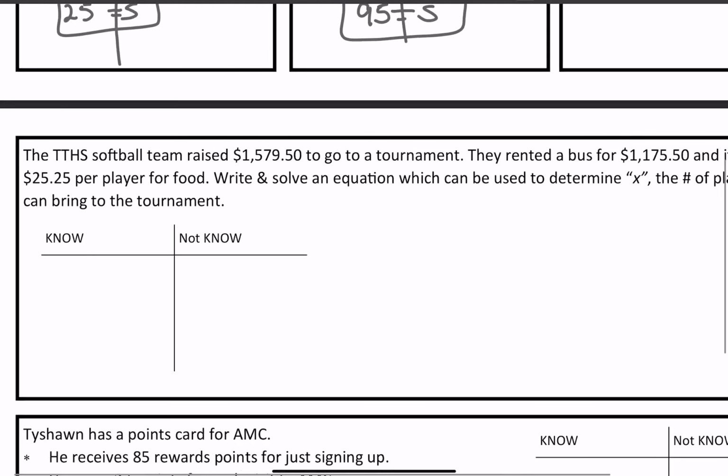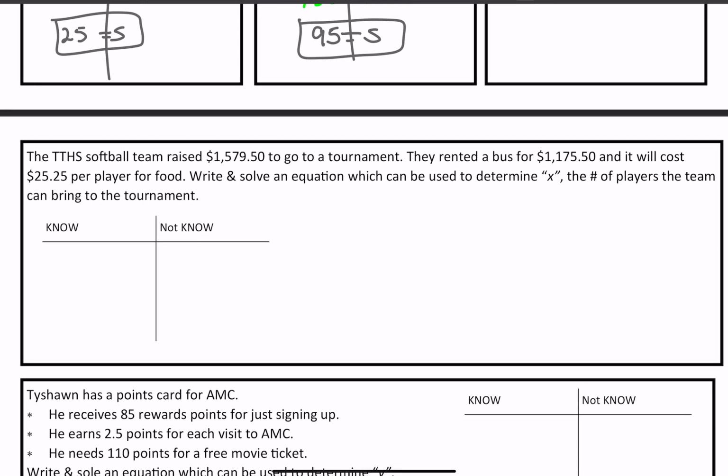All right, here we go. This is what happens. This is what you're more likely to see. So a softball team raised $1,579.50 to go to a tournament. They rented a bus for $1,175.50, and it will cost them $25.25 per player for food. So we're going to write and solve an equation to determine the X, which is the number of players.